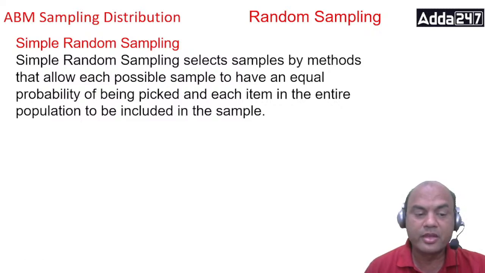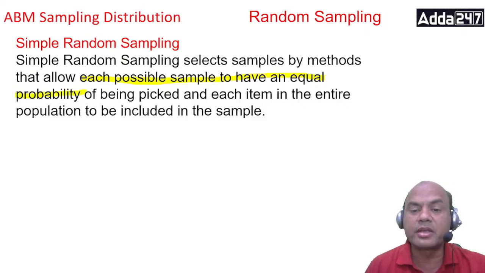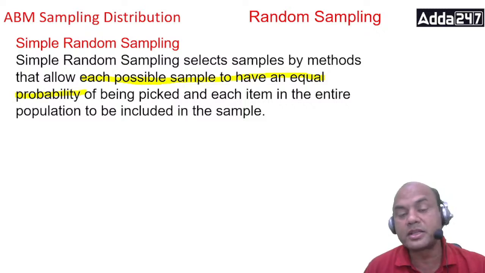Okay. I'll mark this. Hold on. Each possible sample has an equal probability of being picked. And each item in the entire population to be included in the sample. Correct?